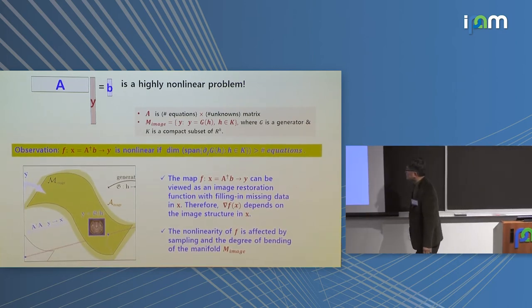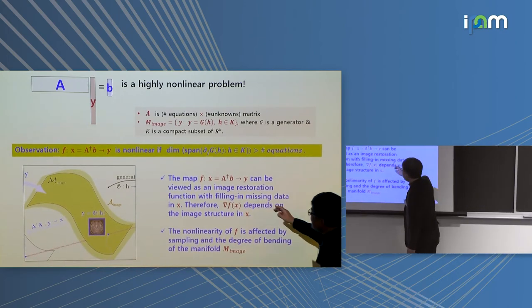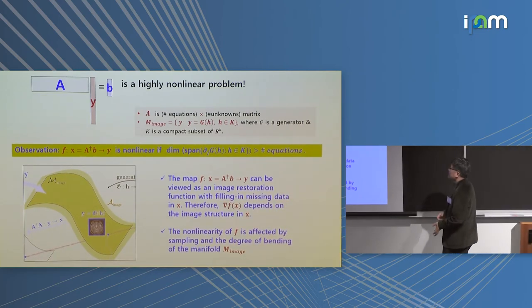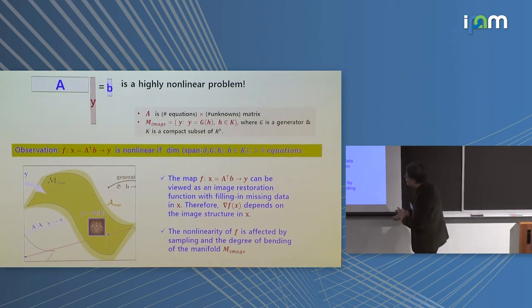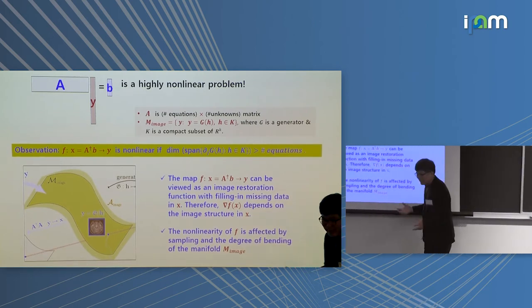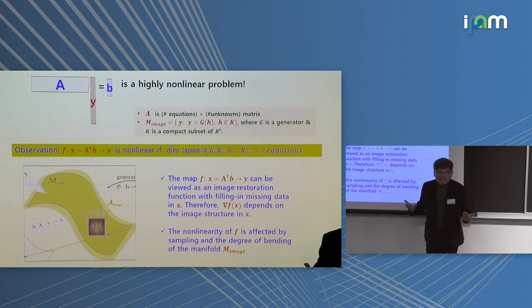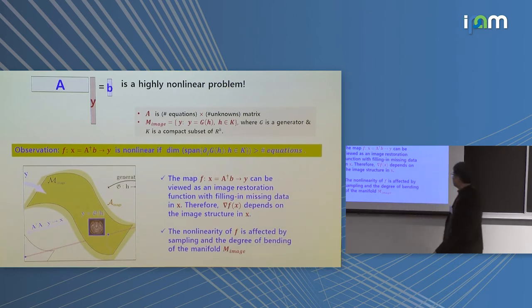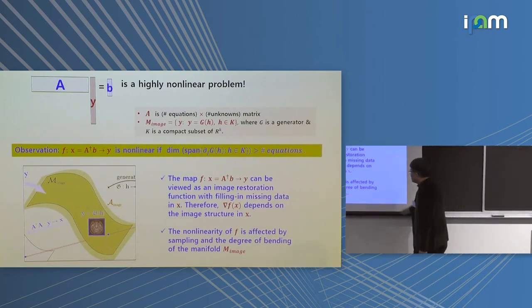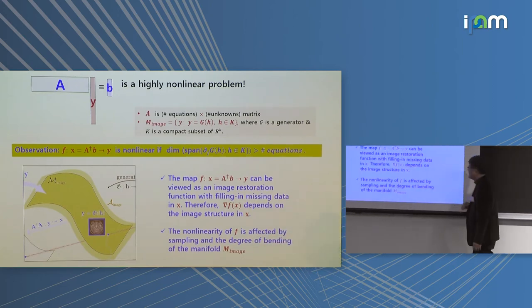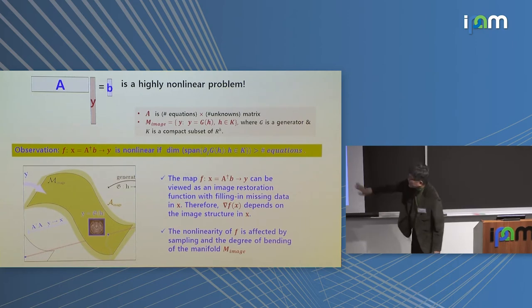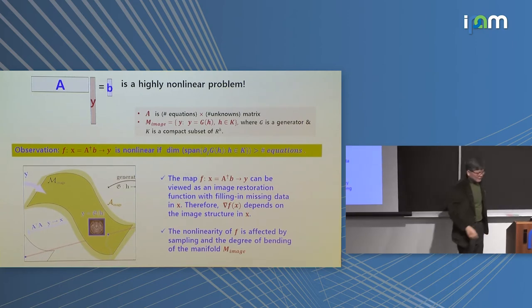nonlinear. The meaning is that the map can be viewed as an image restoration function filling in the missing data in X, therefore the gradient of F depends on the image structure. Because the gradient also depends on the image structure. It fills in using the surrounding information. And also an observation: the nonlinearity of F is affected by sampling and the degree of bending of the manifold. How this manifold is bending.